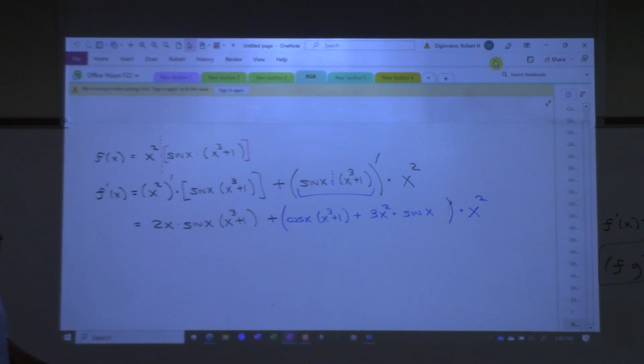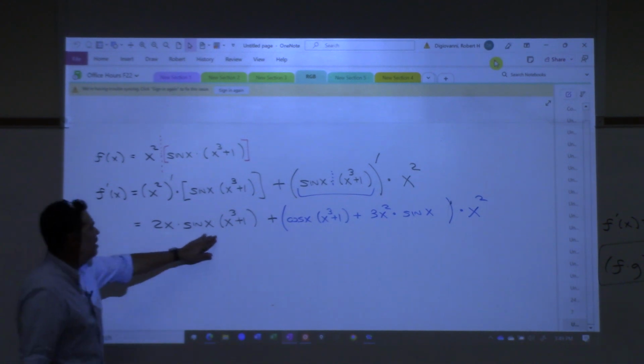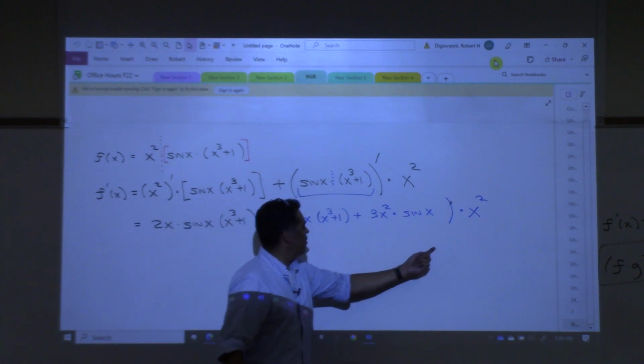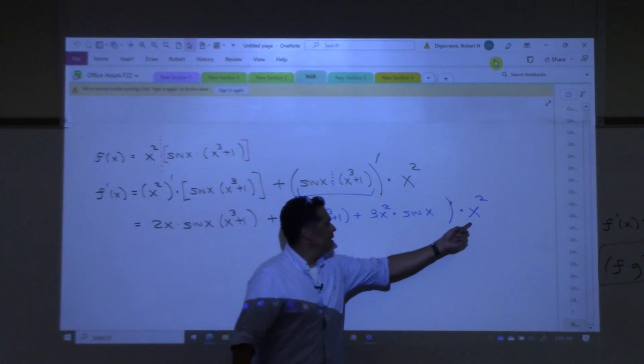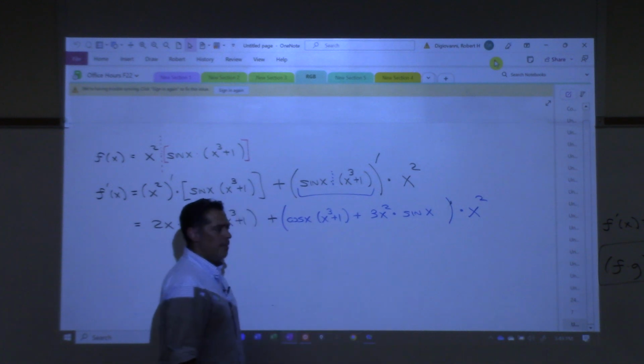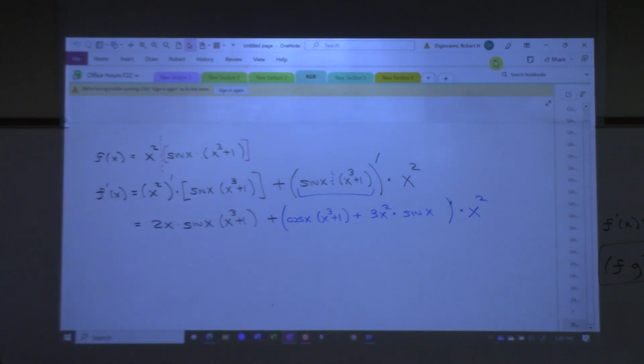All right, so what could we do now? I mean, this we could just leave alone. We could distribute the x squared through here, right? Here to here to here if we wanted to. But that's our raw derivative, so let's just leave it at that. All right?